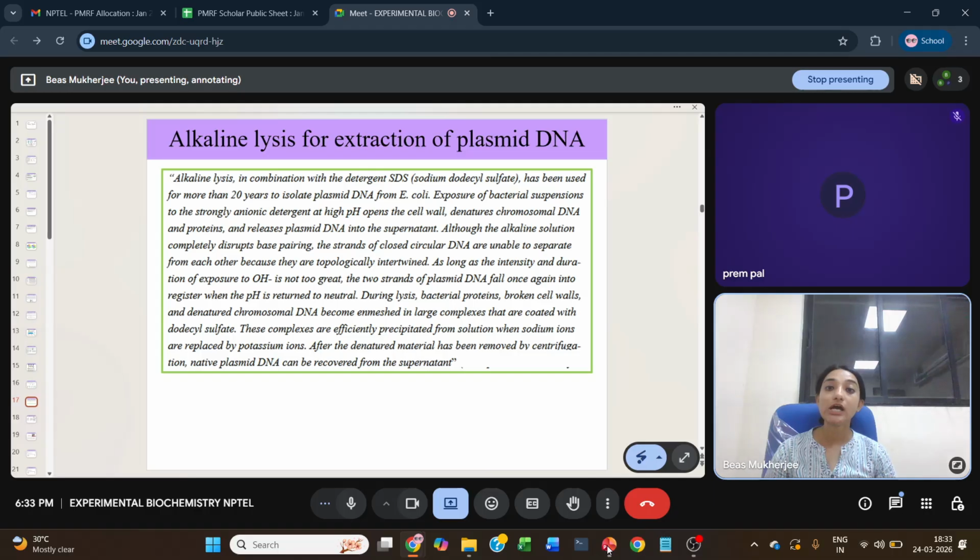they again form this double-stranded configuration. During lysis, bacterial proteins, broken cell walls and denatured chromosomal DNA become enmeshed in a large complex that is coated with dodecyl sulfate, and these complexes are efficiently precipitated from the solution when the sodium ions are replaced by potassium ions. Okay, and since it becomes insoluble, only your plasmid DNA is soluble now, so you pick that up and the rest of it is insoluble white mesh, and you throw it off. So after denatured material has been removed by centrifugation, the native plasmid DNA can be recovered from the supernatant.